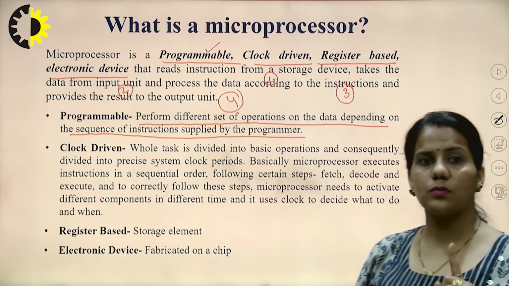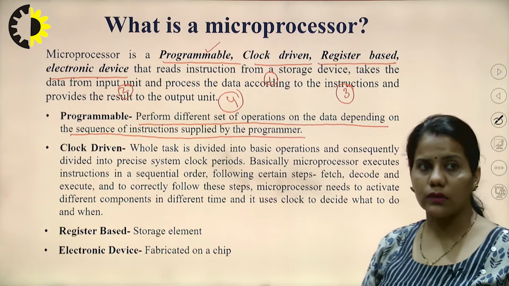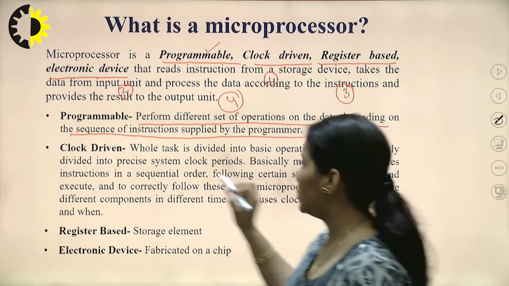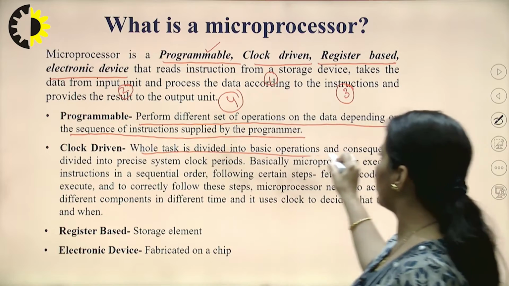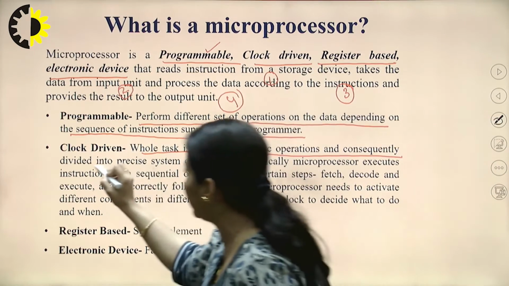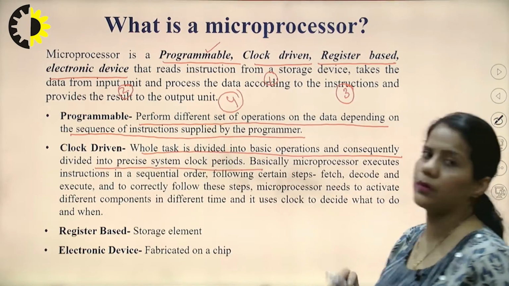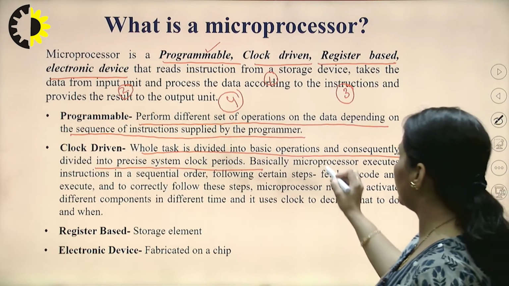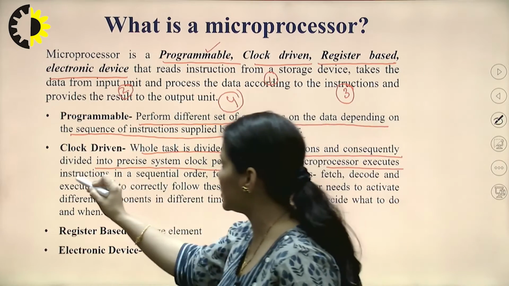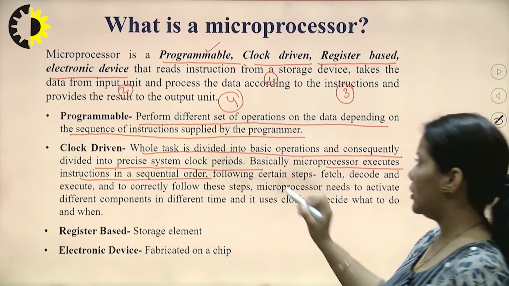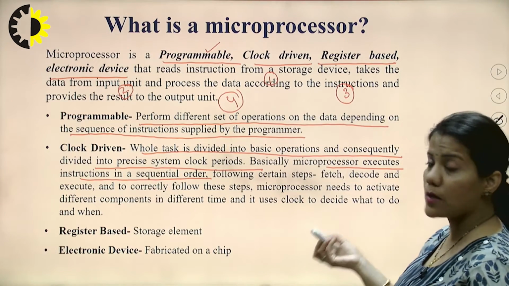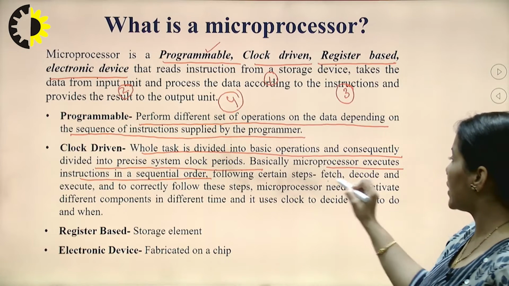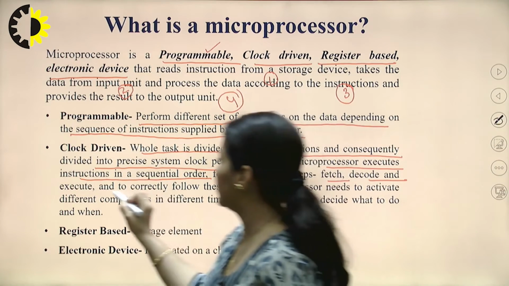Now, what is meant by the second term, clock driven? As we all know, the whole task is divided into basic operations and consequently divided into precise system clock periods. That we all know. Basically, the microprocessor executes instructions in a sequential order following certain steps. What are those steps? We have already discussed: fetch, decode and execute.